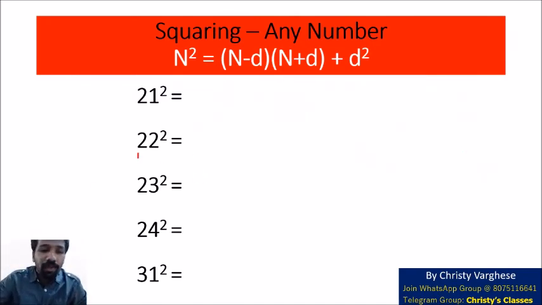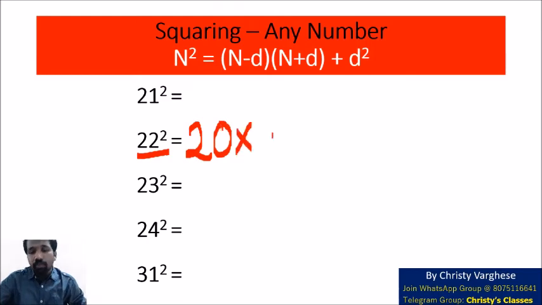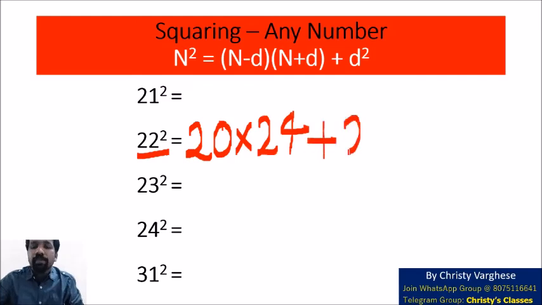22 square is 22 into 22. The first 22 you are making 20 by subtracting 2. The second 22 you are adding 2 to, because you subtracted 2 from the first 22. So it is becoming 24. So 20 into 24, plus 2 square as compensation, because 2 you added and 2 you subtracted. So 20 into 24 plus 2 square will be the answer.